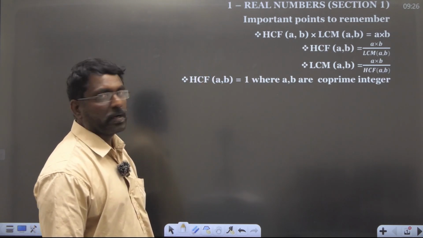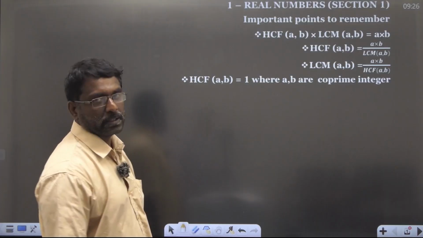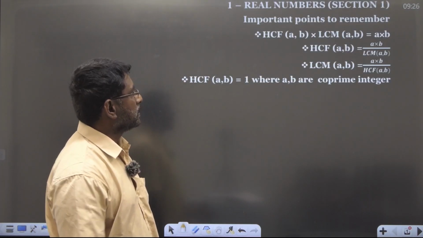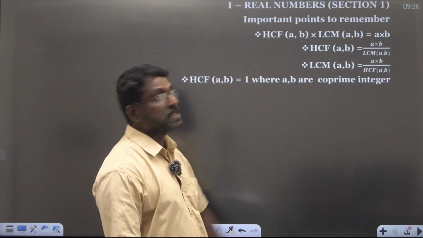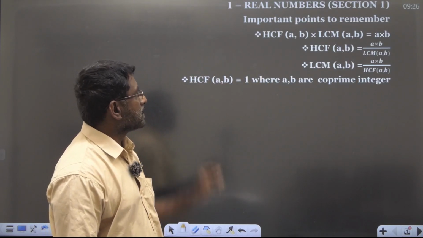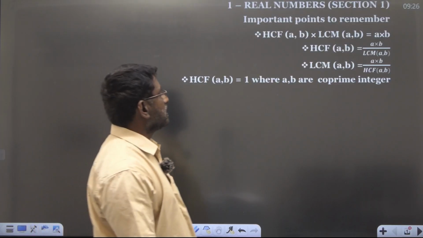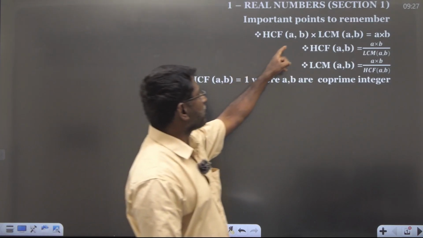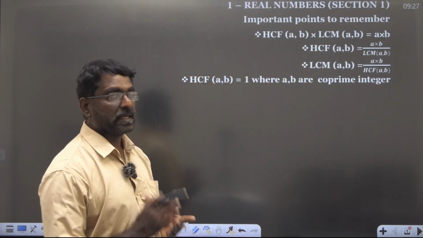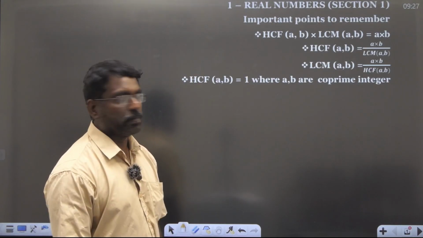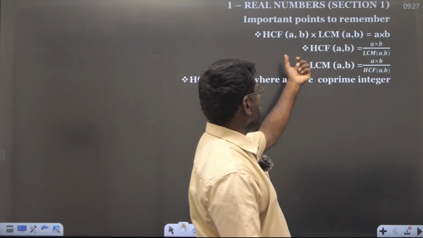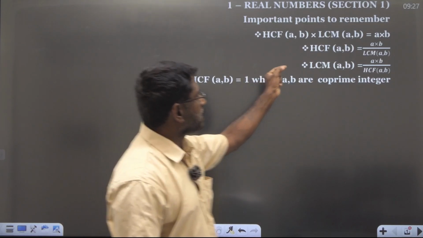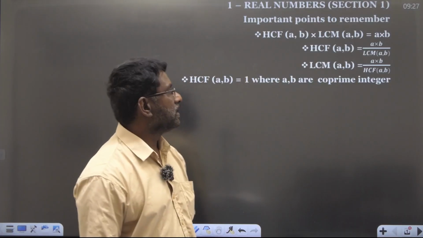Some important points to remember in this chapter. First, we are going to discuss the important points in this chapter. That is HCF. First one is HCF. What is HCF? HCF means highest common factor. In lower classes already we have studied it. HCF of AB into LCM. What is LCM? Lowest common multiple. HCF of AB, A and B are any two numbers. HCF of AB into LCM of AB is equal to A into B.